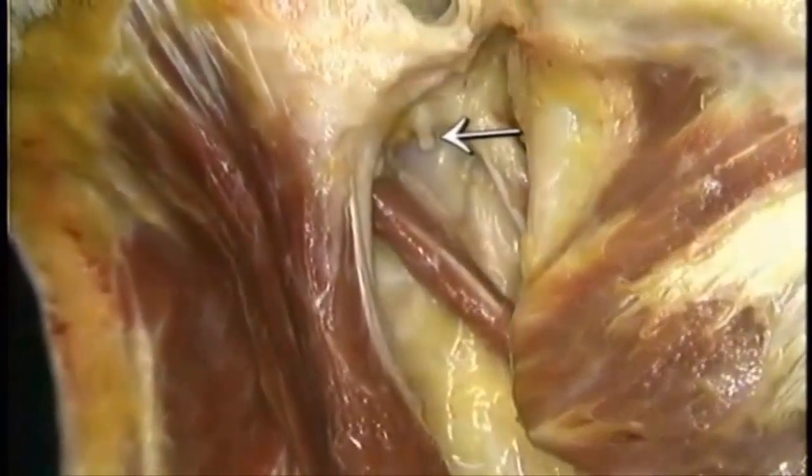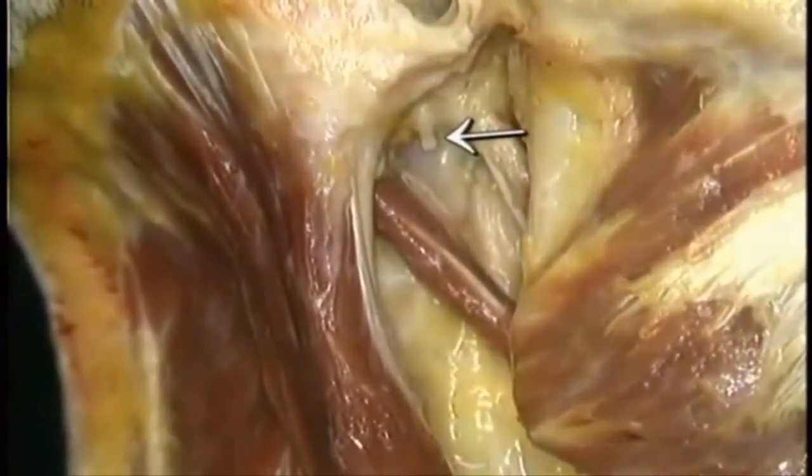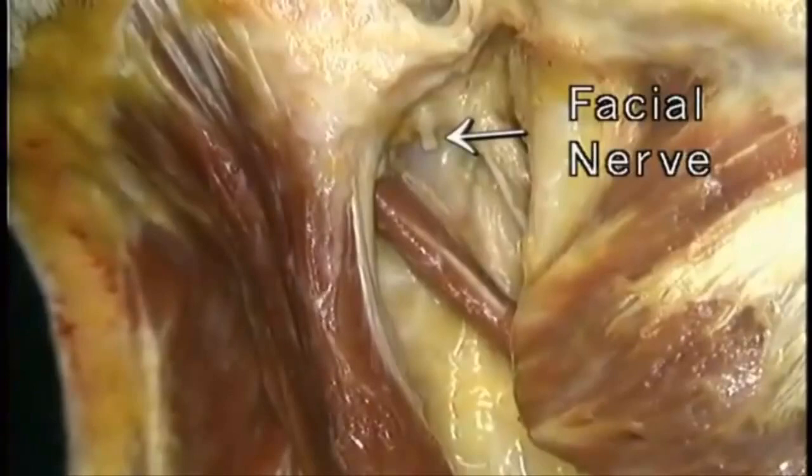Here, emerging behind the styloid process, is the trunk of an important nerve, the facial nerve. The facial nerve, which provides the motor innervation to all the muscles of facial expression, has an important relationship to the parotid gland. It runs right through it, dividing into several branches as it does so.